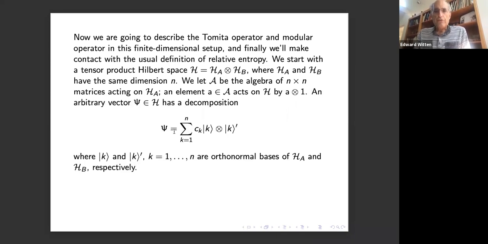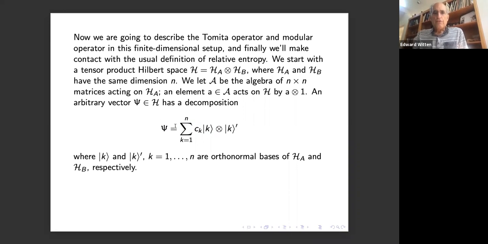An arbitrary vector has the so-called Schmidt decomposition that we wrote last time. There's a Schmidt decomposition even if the spaces don't have the same dimension. HB could be bigger than HA, but the extra vectors in HB simply wouldn't appear in this decomposition, so they wouldn't play any role. So it's convenient to simply assume they have the same size.